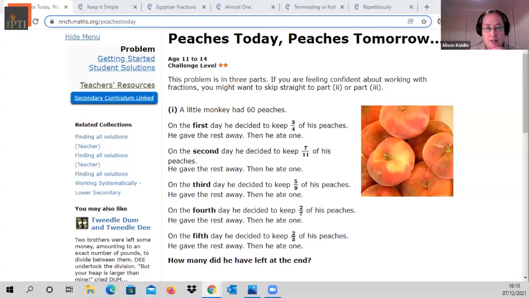Okay, and I think this is a really important time to think about recording, because you did a lot there that you could hold in your head all at once. But for some students, there would be intermediate steps there that needed to be written down.